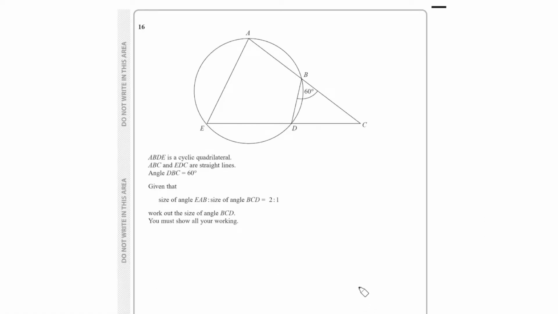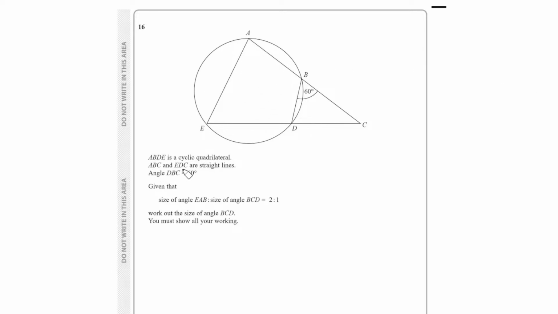Question 16, we've got circle theorems. I'm pretty sure you didn't get circle theorems in your paper 1, so I feel like that's definitely going to come up at some point, isn't it? So we've got here ABDE is a cyclic quadrilateral. So they've actually told you that, that's helpful information.